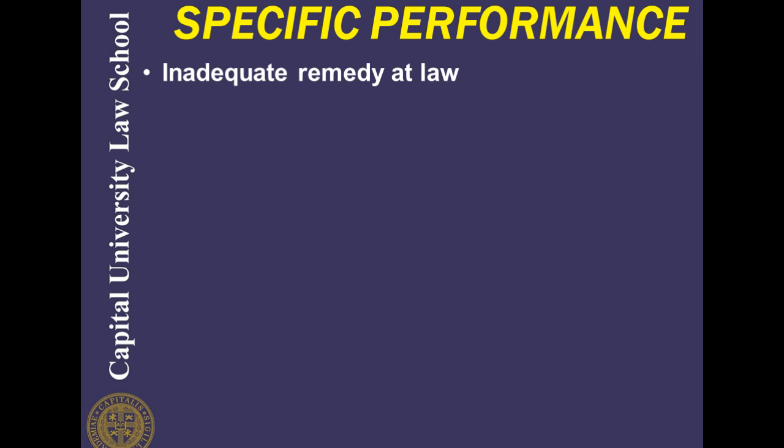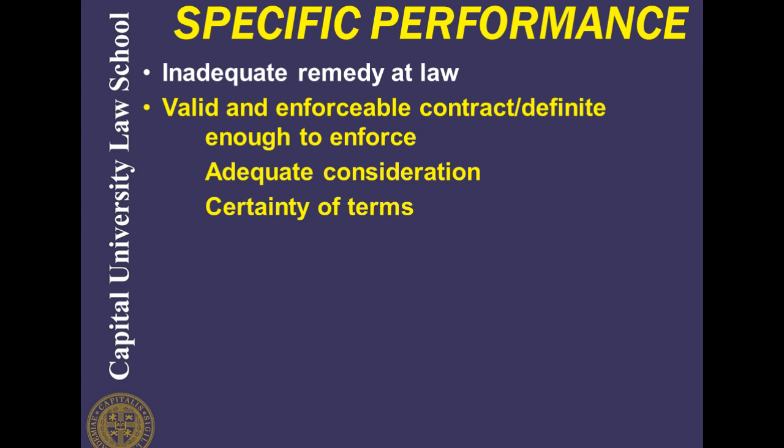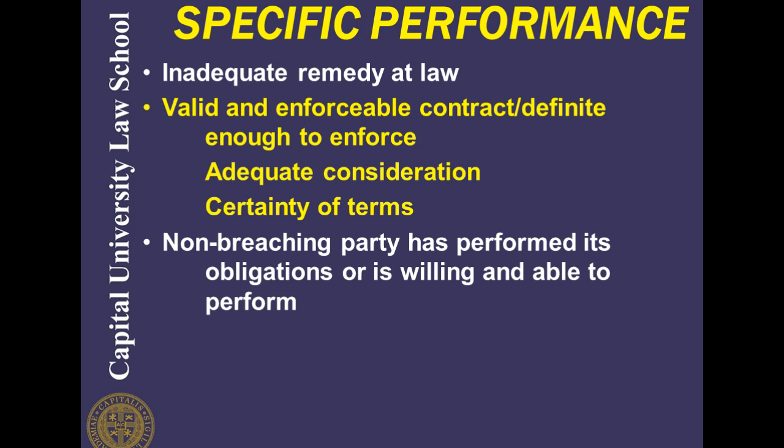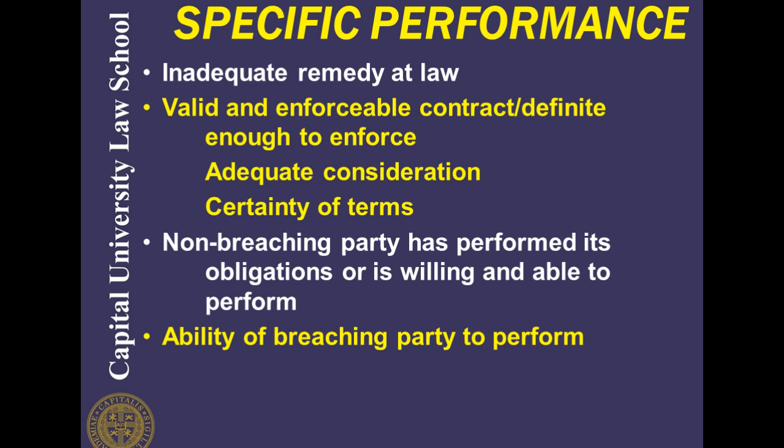The first requirement is that there be no adequate remedy at law. The second requirement is that there is a valid enforceable contract, that it is definite enough to enforce, there's adequate consideration, and certainty of terms. We'll look at these later. In addition, the non-breaching party has either performed its obligations or is willing and able to perform. Likewise, the ability of the breaching party to perform. If the breaching party cannot perform, a court will not enter an injunction requiring specific performance.